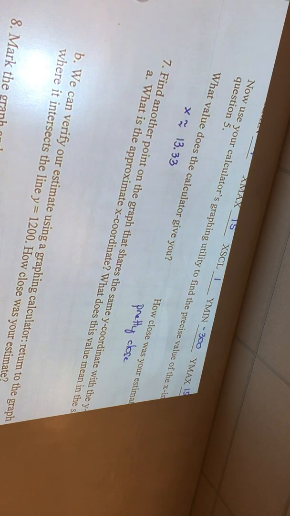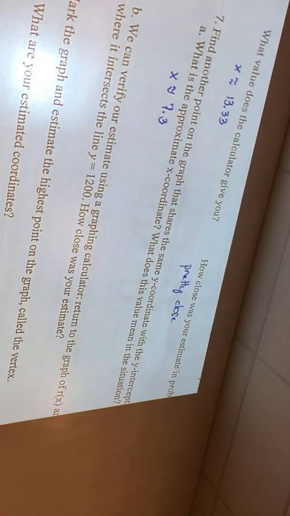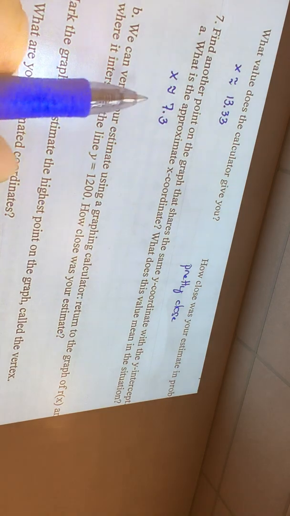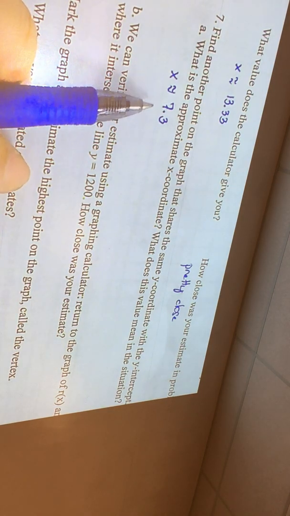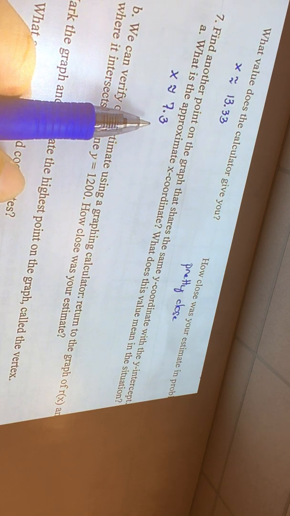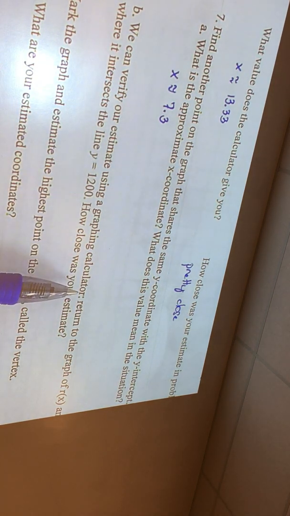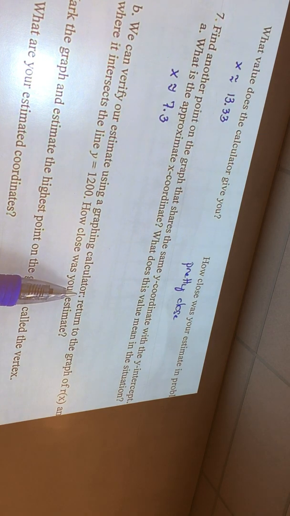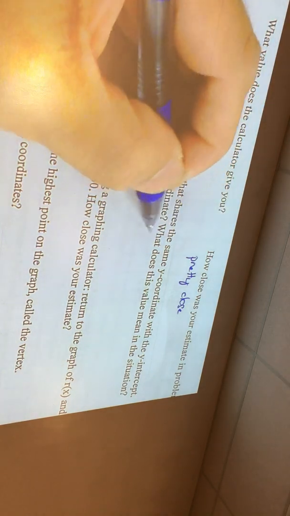About what? 7.3. All right, okay, so x is about 7.3. What is the meaning of that one? In the context of the problem? You can increase it. If you increase the price by $7.3, then your weekend revenue would be the same. 1,200. All right? Okay. So we're going to use the word 1,200 in that case.